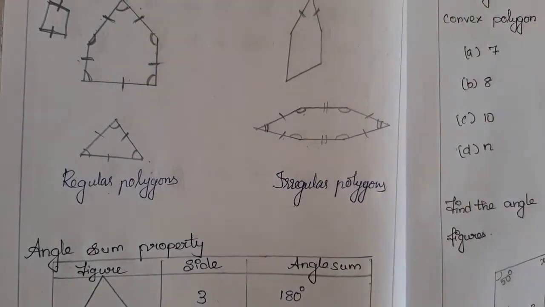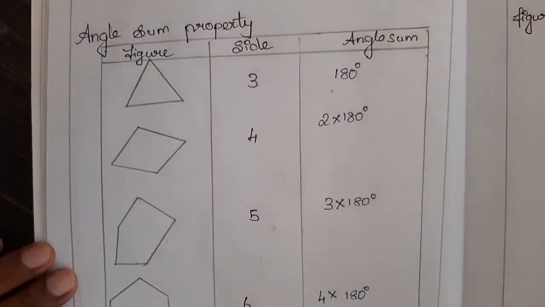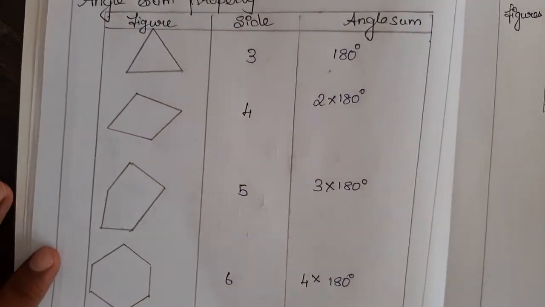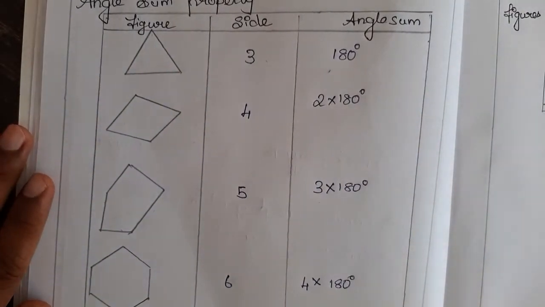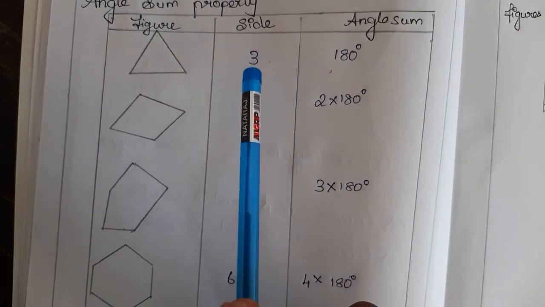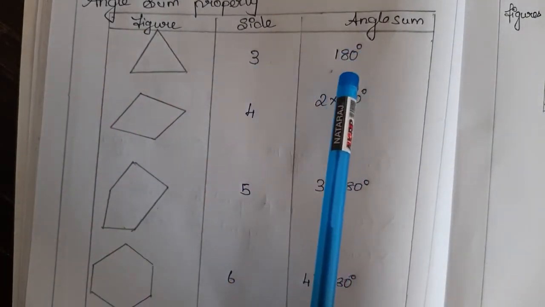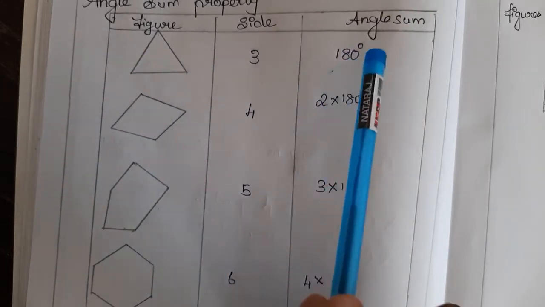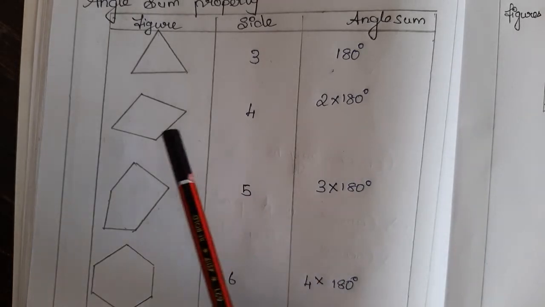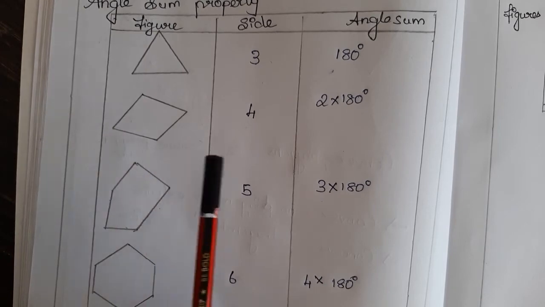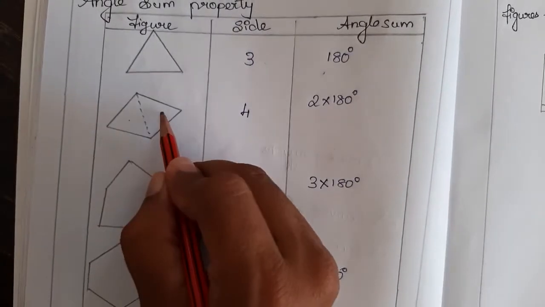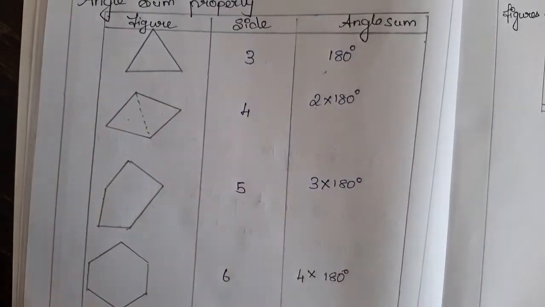Clear? So next we will go for the angle sum property, which we learnt already, and here I gave some pattern. Let me observe the pattern. We will get one beautiful result. See, the figure, sides and angle sum are given. The figure is a triangle, and the triangle has three sides. The angle sum of the triangle is 180, which we learnt already and proved in the previous class, 7th standard, right? So let me go for the next figure. It is a quadrilateral. It has 4 sides, but the quadrilateral can be split into two triangles, right? Triangle 1, triangle 2. So it's 2 into 180 degrees, right?